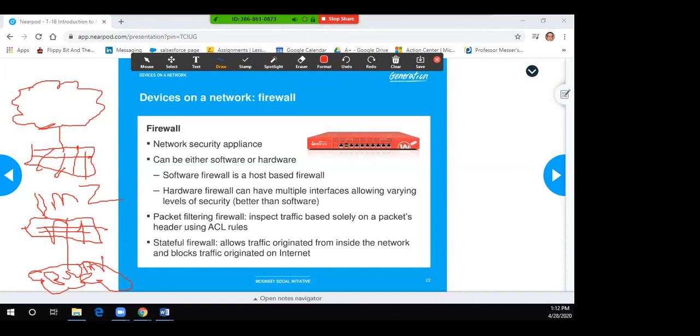So these puppies make sure that when something's in the internet, it does not get in unless it's either been already deemed worthy traffic. Some of them do filtering by inspecting it, and based on ACL rules, which is access control list rules, they inspect every single packet coming in and making sure that it's valid. Usually, these stateful ones, though, allow traffic originating from inside the network and block traffic originating from the internet.